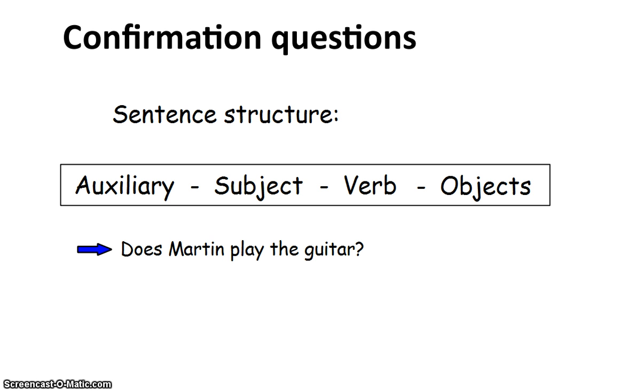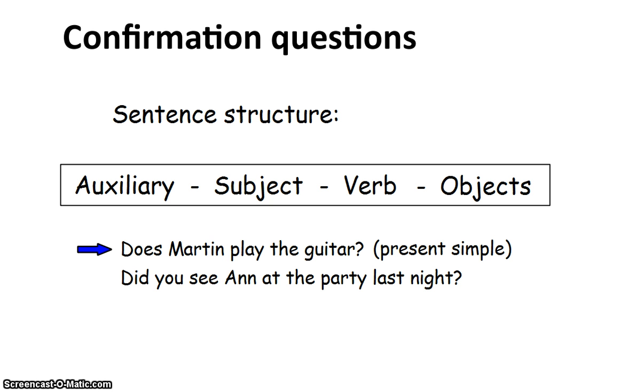Why do we use do? Because the sentence is in the present simple. And you can see that the verb play is in the infinitive, because present simple requires infinitive in an interrogative sentence. Second example: did you see Anne at the party last night? Here we're in the past simple, that's why the auxiliary do becomes did. And again, the verb see is in the infinitive.